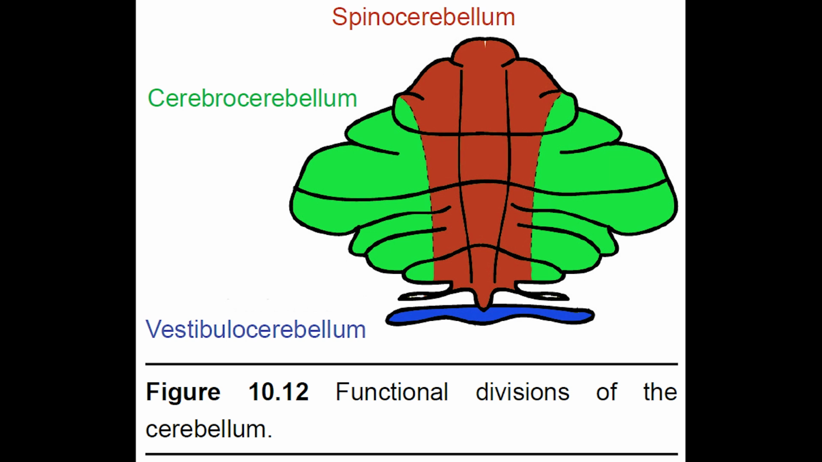2. The spinocerebellum, which includes the vermis and intermediate regions of the hemispheres, receives somatosensory and proprioceptive inputs from the spinal cord and is important for locomotion and extremity movement. The distal muscles of the limbs and digits are controlled by neurons in the intermediate regions of the cerebellar hemispheres that receive somatosensory inputs from the limb.